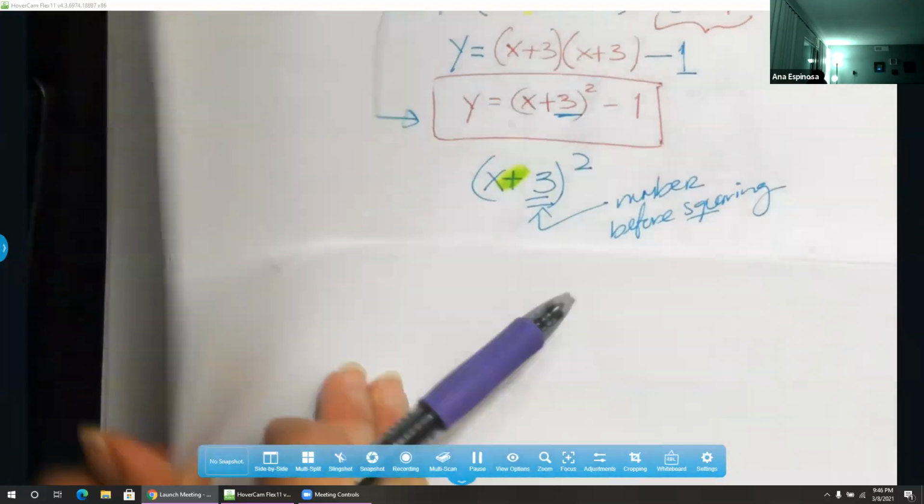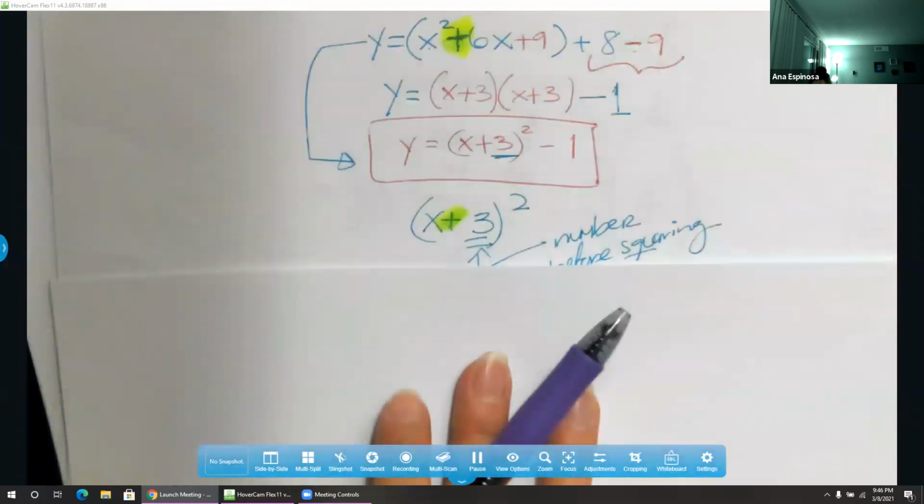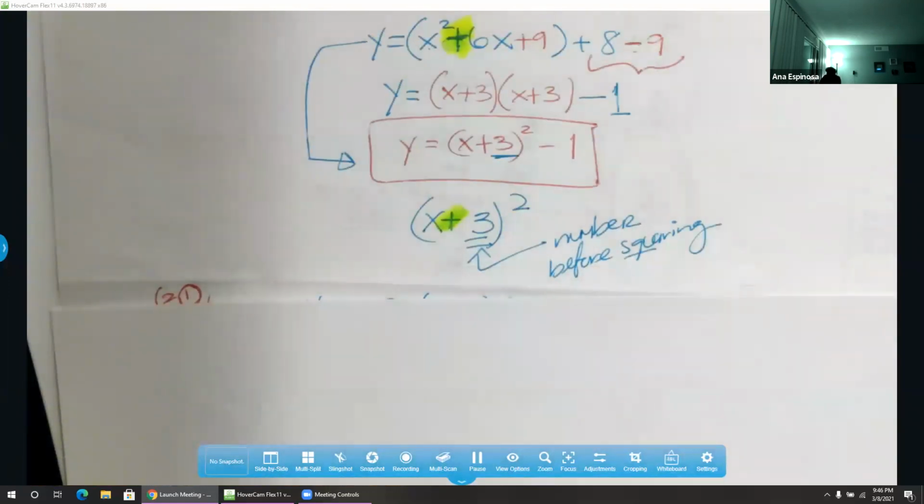Okay, that is how you complete the square. You need to practice more times. All right, let's do example 2.